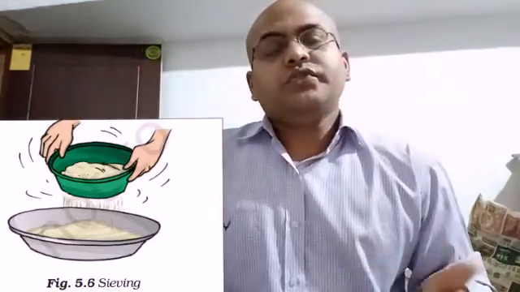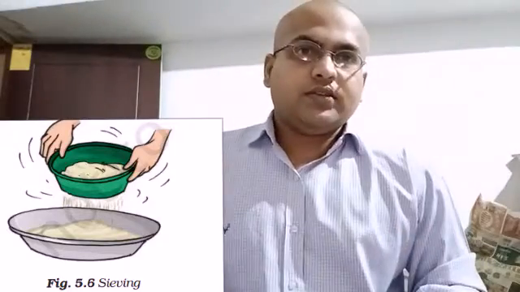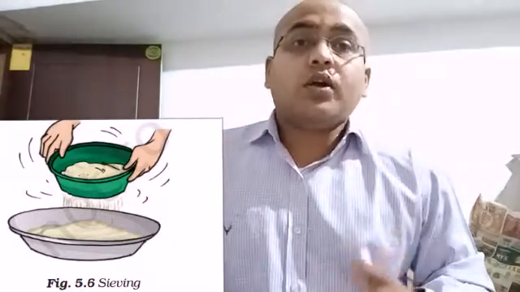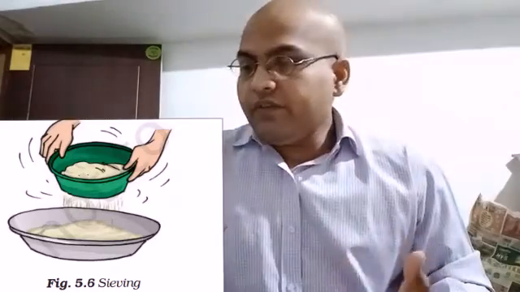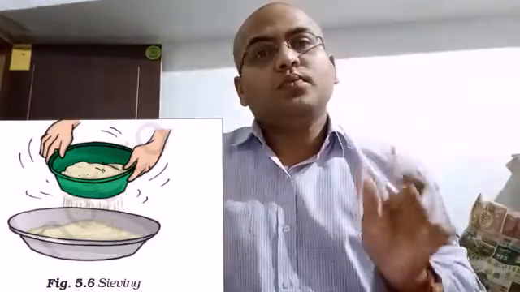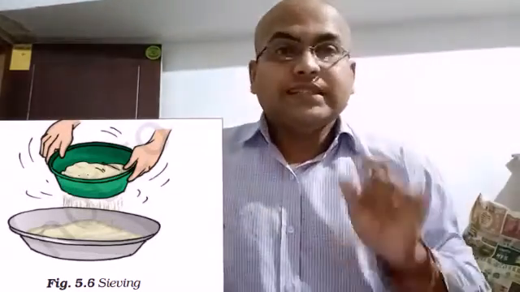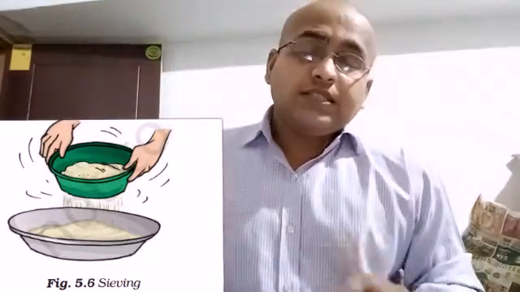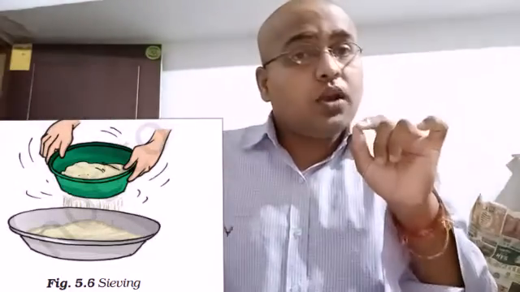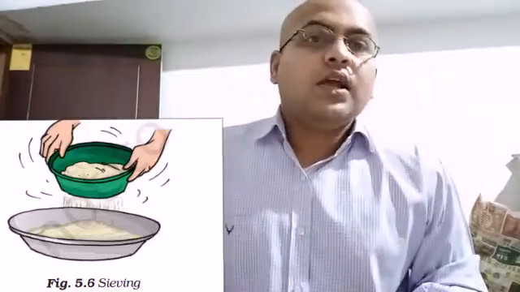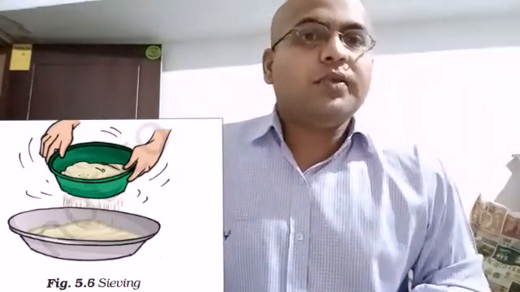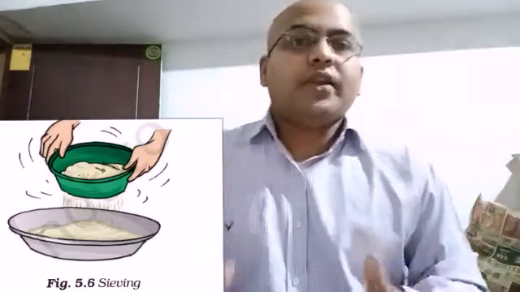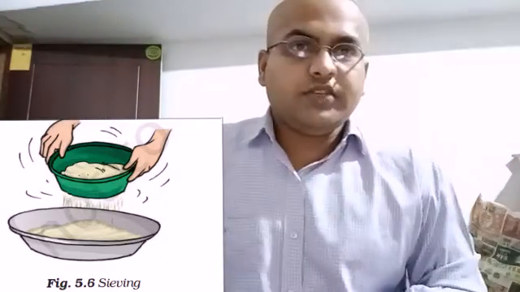The next process which we discuss today is called sieving. In this process we need an instrument or equipment called a sieve. A sieve is a device with many small holes in it, and these small holes allow the smaller particles to pass through but don't allow the bigger ones. So the smaller particles will be separated from the mixture with the help of a sieve.